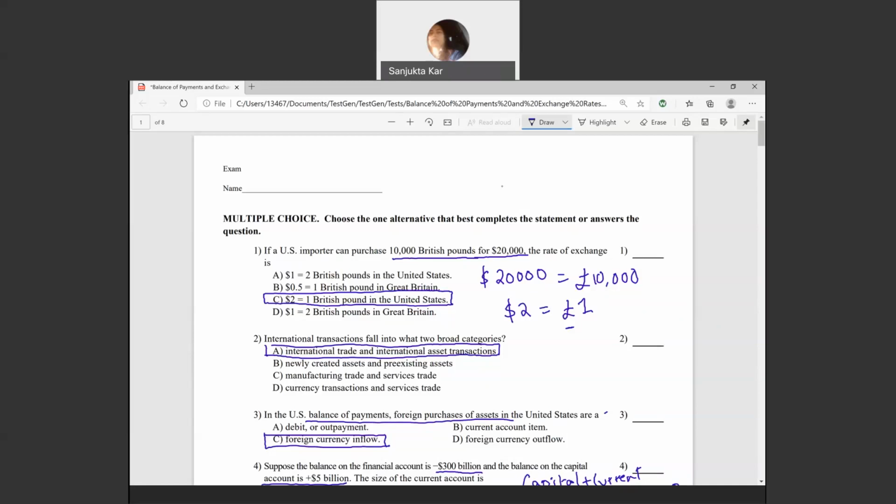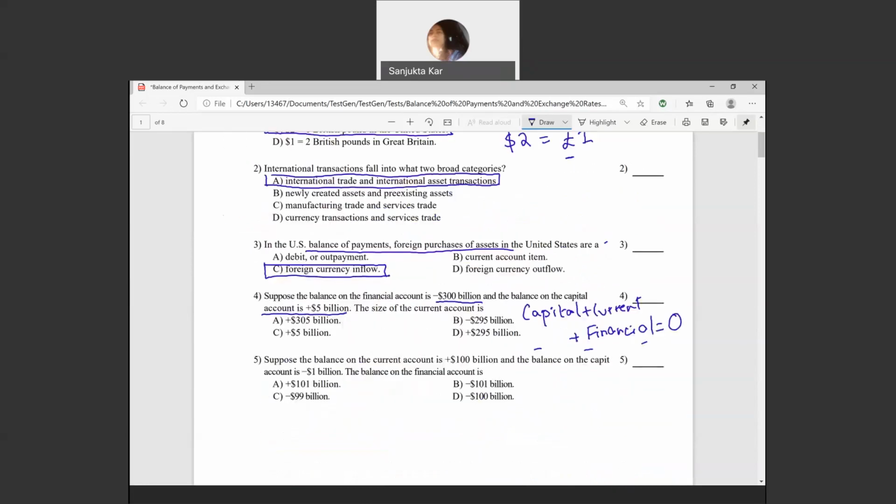Next one, question number 2. International transactions fall into two broad categories. Those are international trade and international asset transactions. Question number 3 is also very much straightforward. In the US balance of payments, foreign purchases of assets in the US are an example of foreign currency inflow.